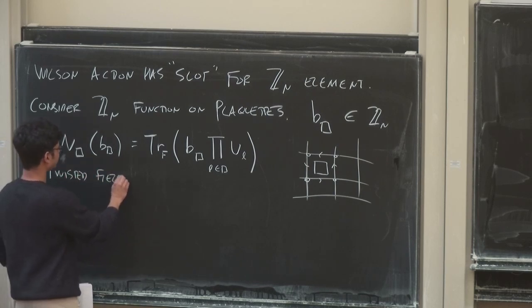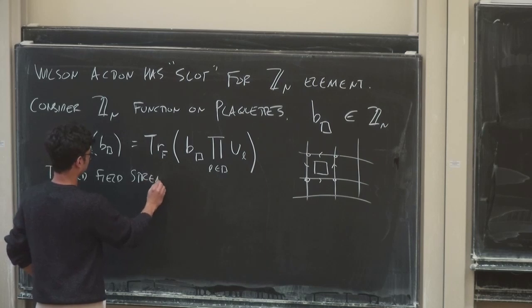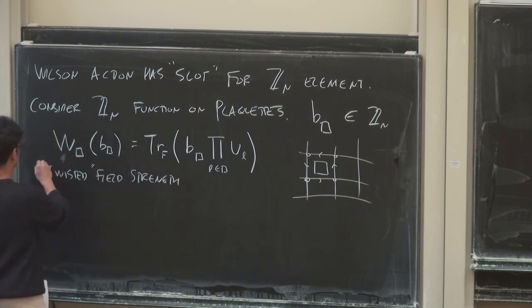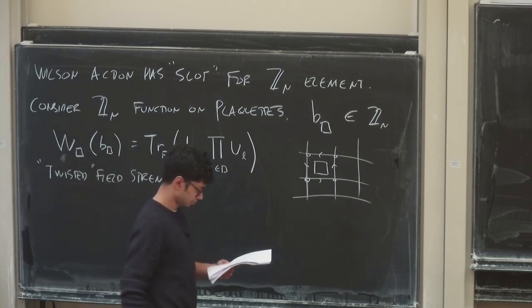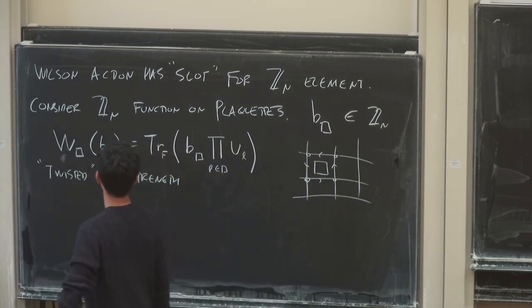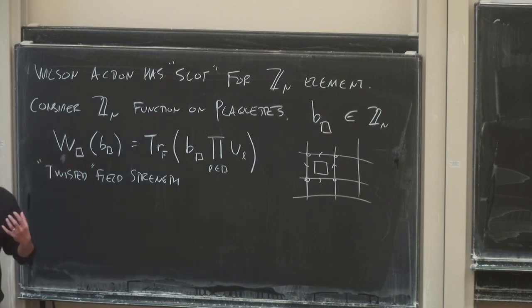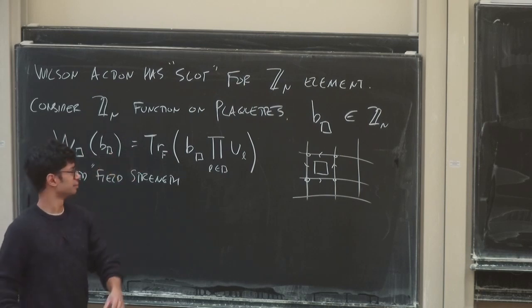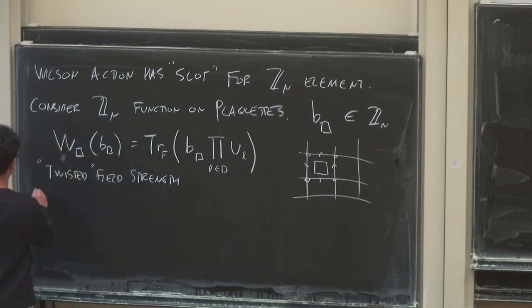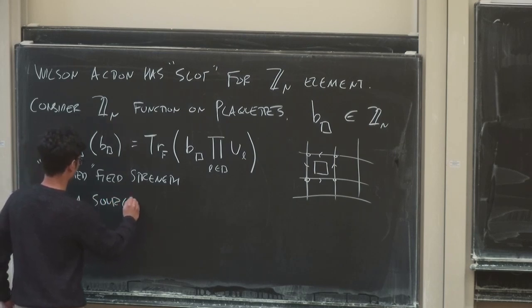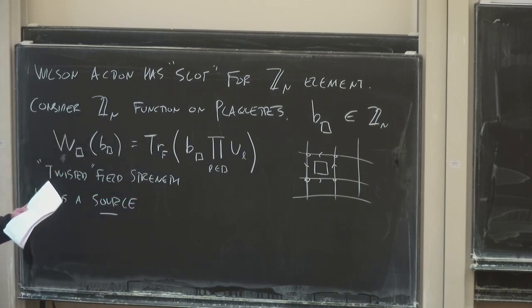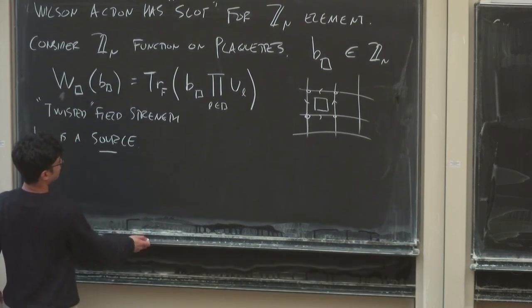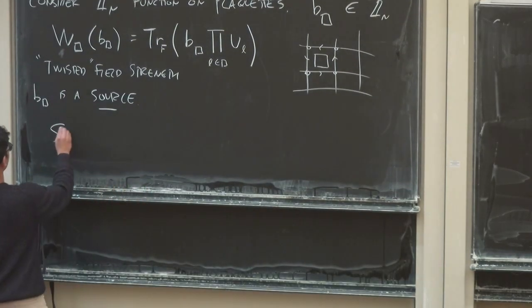I have sort of twisted this product by this B. Okay? And now, what is B? You should imagine B is an external source. I can do everything in the presence of B. So B is really an external source. And of course, in particular, I can now define my action in the presence of B.